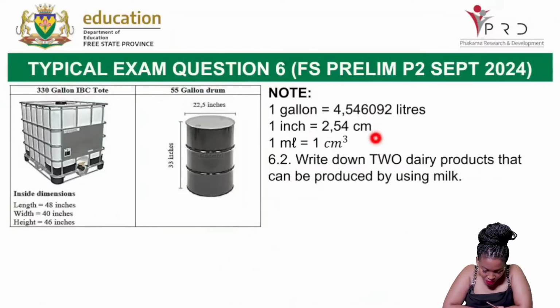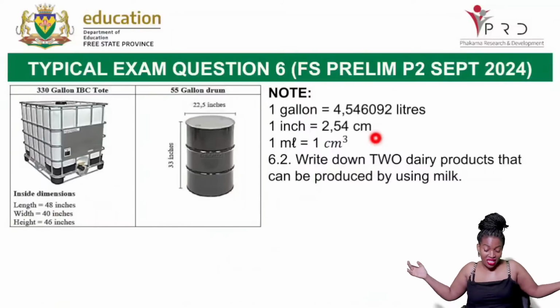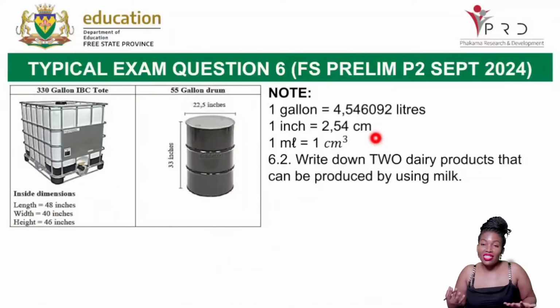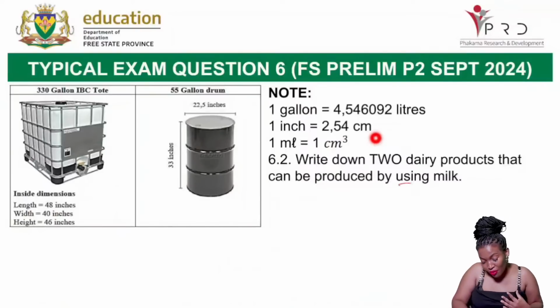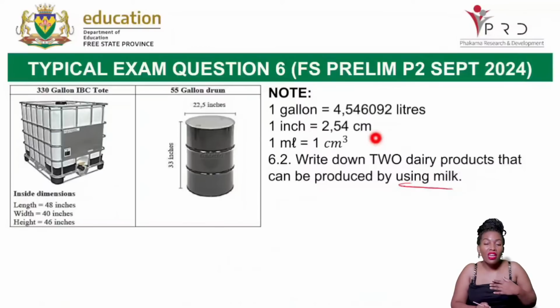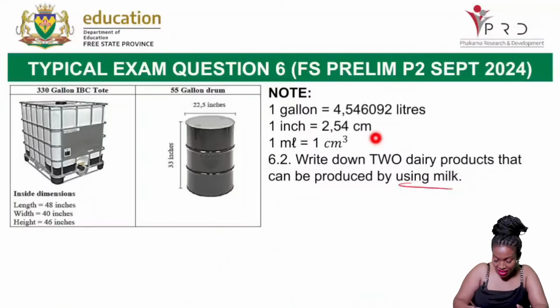There's the next question. Write down 2 dairy products that can be produced by using milk. This one is a general knowledge question. What are the dairy products that can be produced using milk? You can say long life milk. Long life milk is milk. So the one that I can think about, I'm thinking about cheese.